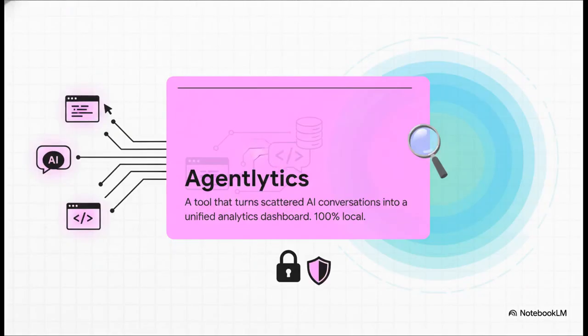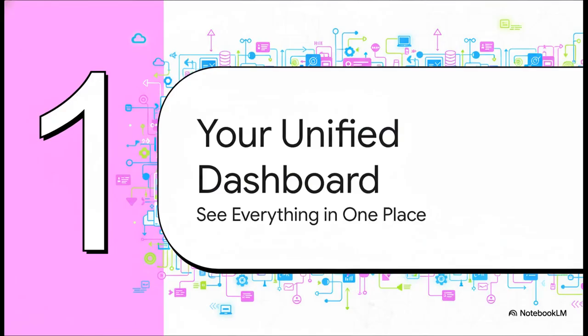So what is Agentlytics exactly? Well, it's a tool that runs locally, scans all those conversation histories from your different AI editors, and pulls them all together into one single dashboard that you can search and analyze. And I really have to emphasize that 100% local part. None of your data ever goes to the cloud. It stays with you. Okay, so what do you actually get once you have this unified view?